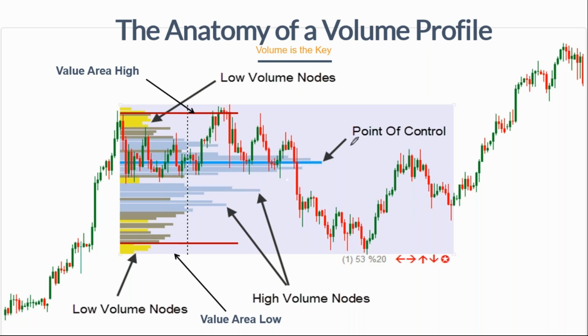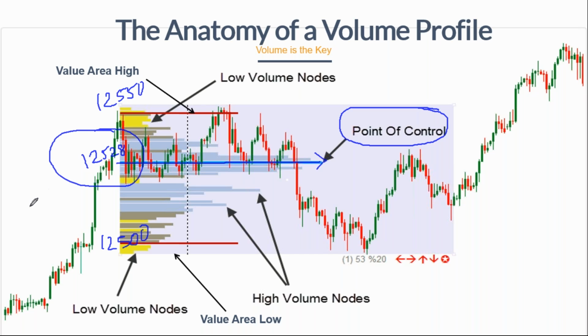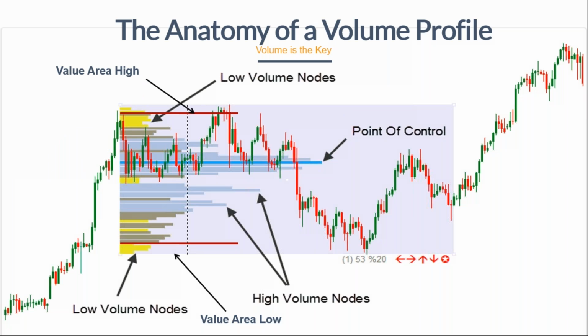Now, simple observations. Point number one, what is point of control? Point of control is a level in your candlestick where there is maximum volume transacted. I can say, for example, Nifty moved from 12,500 to 12,550. However, 12,528, for example, is a price at which maximum volume got transacted. So 12,528 is called the point of control, POC. We call it the point of control in the world of volume profile.